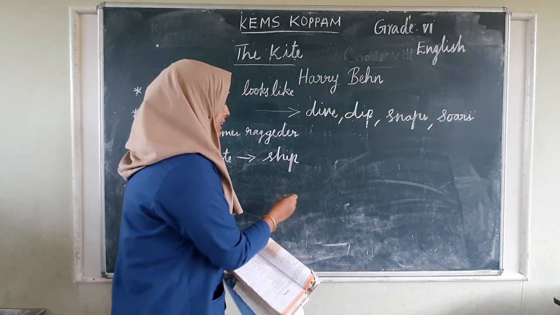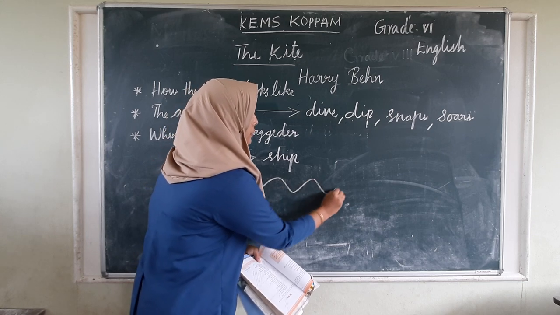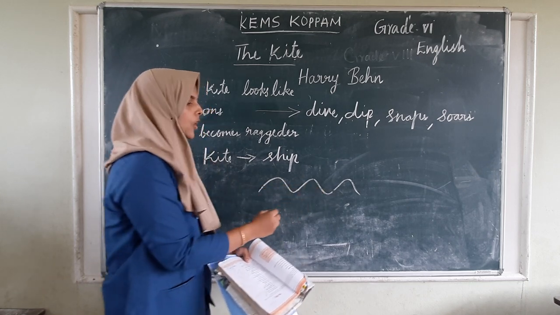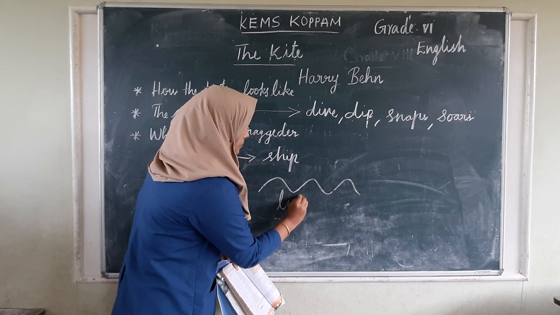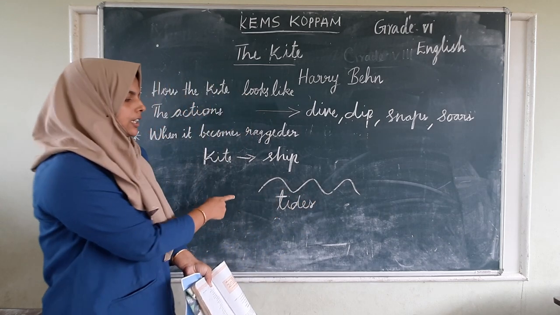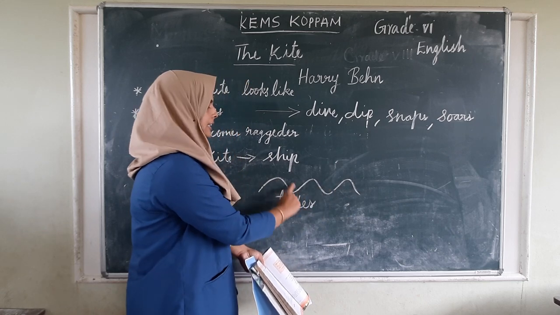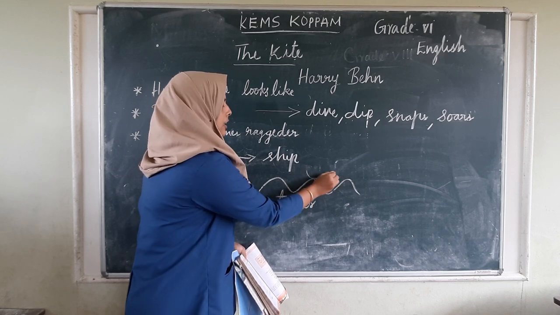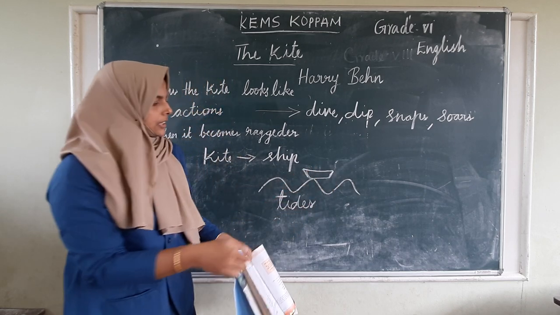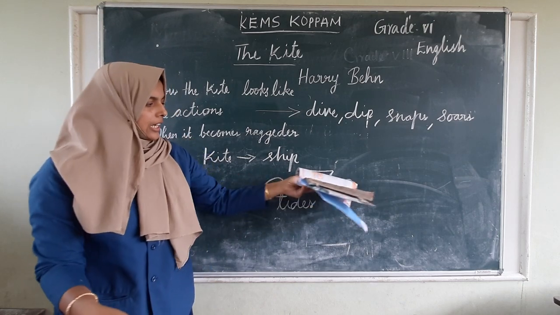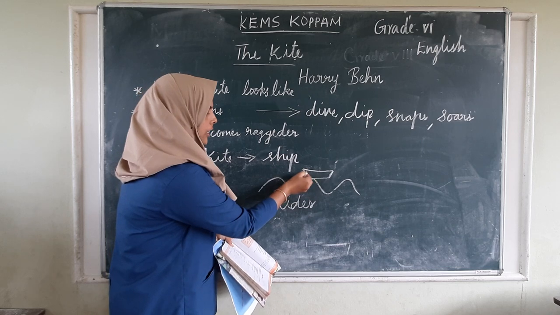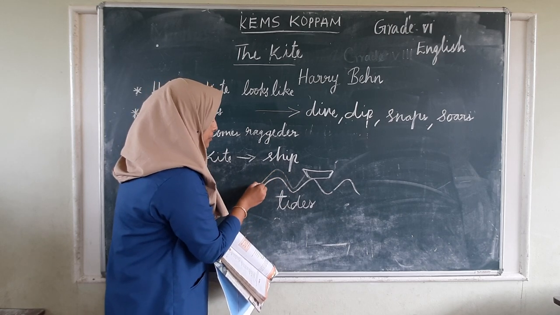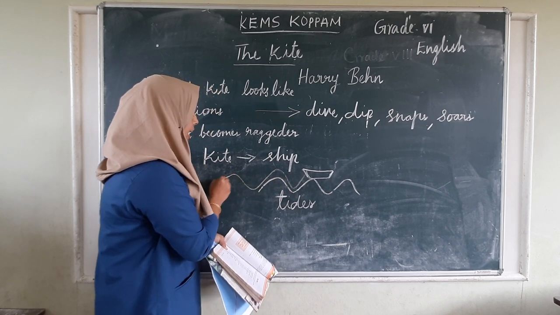Tides is actually the rising and falling of the sea, and these waves. The movement of these waves is called tides. The movement of the sea is the rising and falling of the sea. So the ship is moving through the sea. How is it moving? It goes down, then comes up, then comes down, then it will fly high.